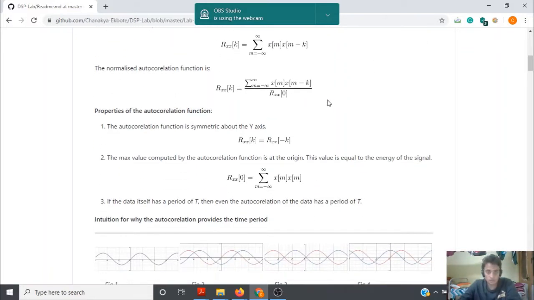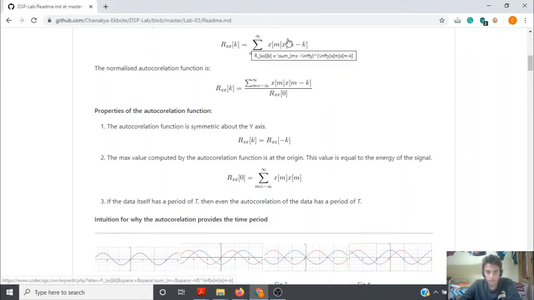Now the normalized autocorrelation function is just the same autocorrelation function divided by the maximum value, which is the value at 0. The reason why this is a normalization is because this value, unless it's an infinite sequence, will be maximum at k equal to 0, because that gives you the energy of the signal, the x signal or any input signal that you have.